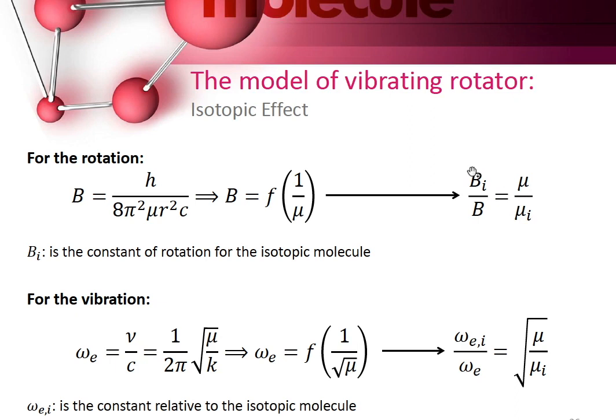So if I have this ratio and I have one of them, I can get the second one. And for the vibration, it's the omega e, which should show up in the middle of the gap, and is a function of 1 over radical mu. So if we take the ratio between them for the two isotopes, it's going to be the radical also now of the inverse mu over mu.